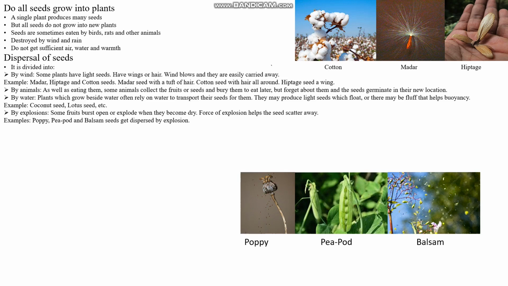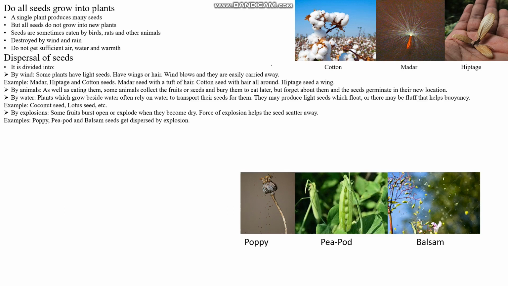Now we'll learn about dispersal of seeds. When seeds are sown too close to each other, they struggle for nutrients. So it is important that seeds are scattered over a wide area so that each seedling gets enough sunlight and space to grow. This process by which seeds are scattered away from the mother plant is called seed dispersal.